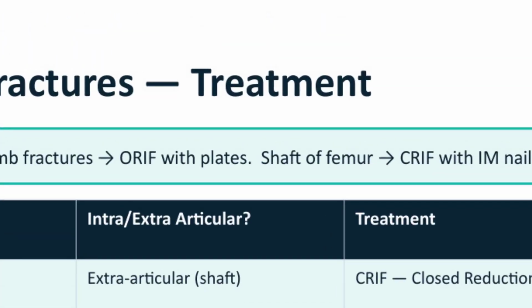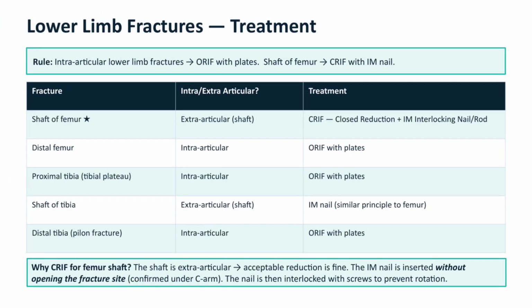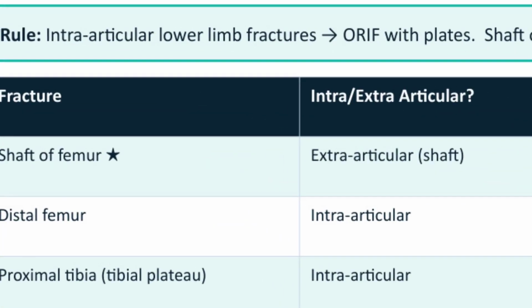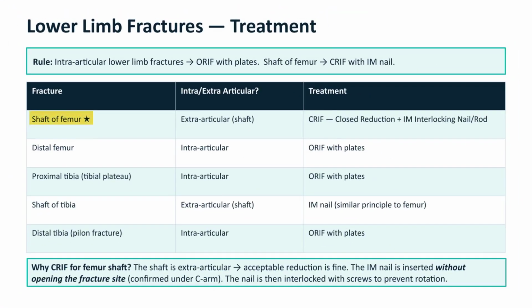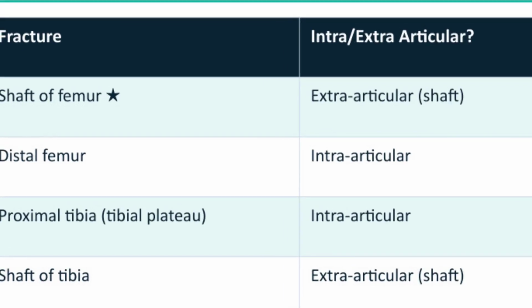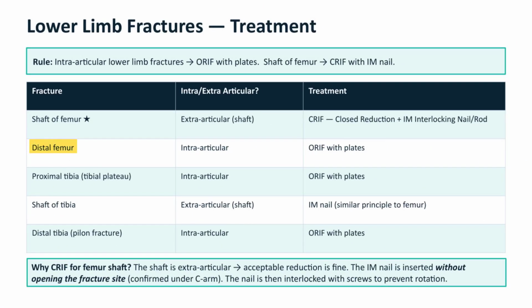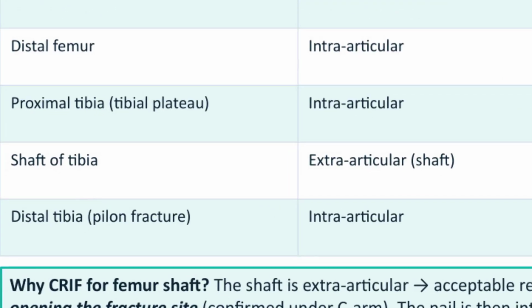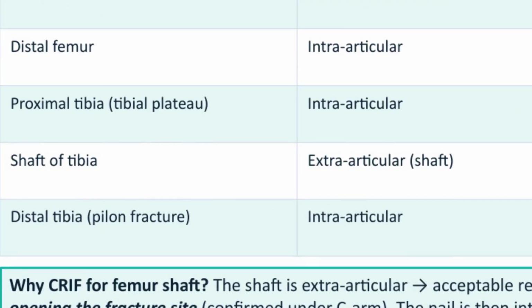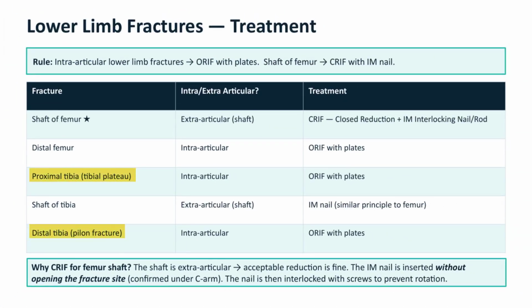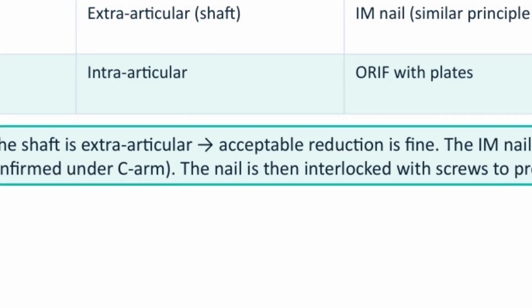For lower limb long bone shaft fractures, the treatment is CRIF with an IM nail, that's closed reduction internal fixation with an intramedullary interlocking nail, or rod. This applies specifically to the shaft of the femur, which is treated with CRIF using an intramedullary interlocking nail, or rod. However, the distal femur, which is intra-articular, is treated with ORIF using plates. Similarly, the proximal tibia, which is intra-articular, and the distal tibia, which is intra-articular, are both treated with ORIF using plates.